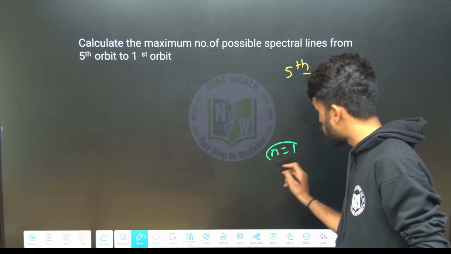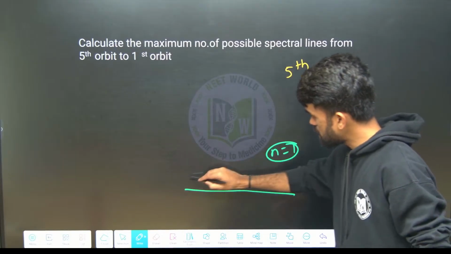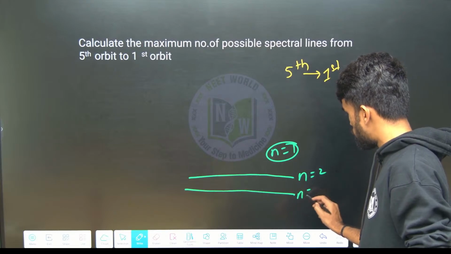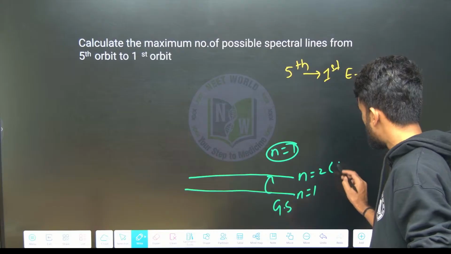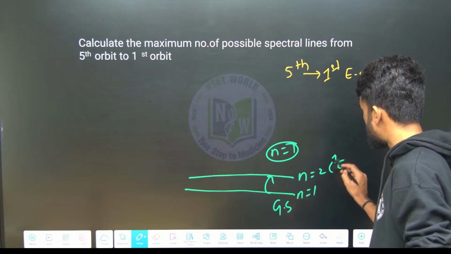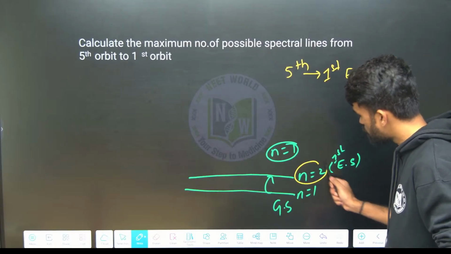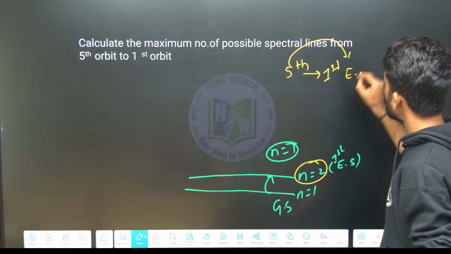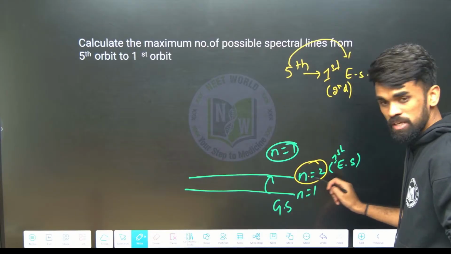Ground state means n equals 1. The lowest energy state is the ground state, and the next higher state is n equals 2. This is GS, ground state. The next higher energy state is the first excited state, so its n value is 2. So it means the electron is falling from the 5th level to the second energy level.